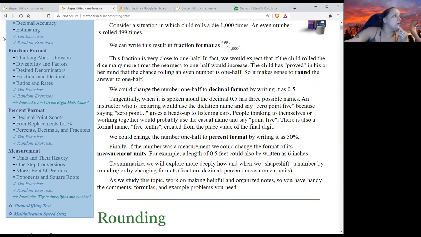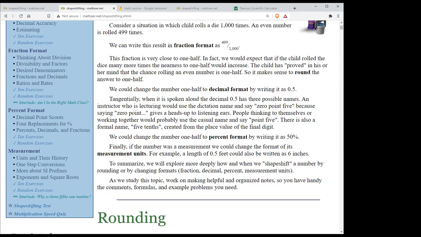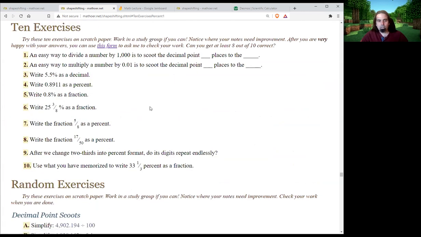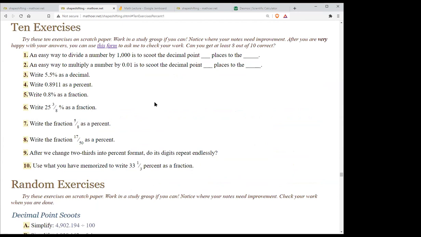I think I was stuck on a certain one, but I don't remember which one it was that I told you I was stuck on. I had a problem I was stuck on, and I think it was on the percent format. Percent format, which one? I was stuck on number 5, 6, and I believe 10.